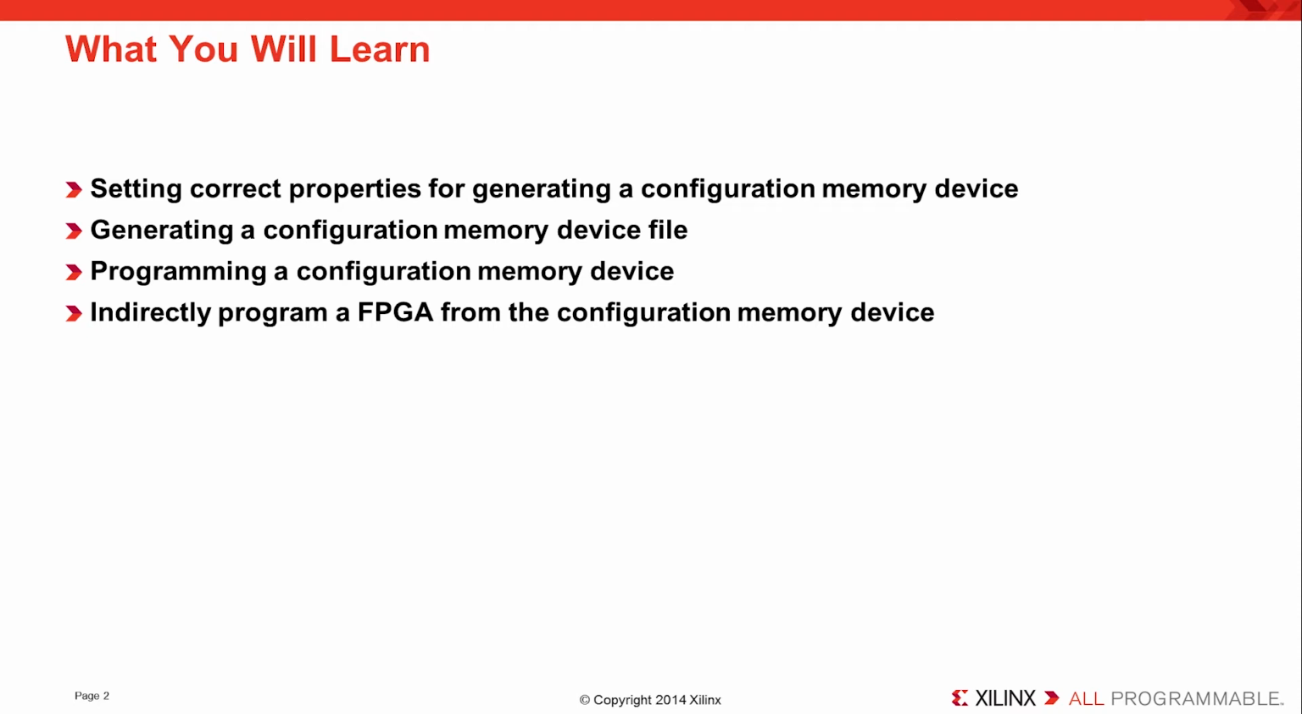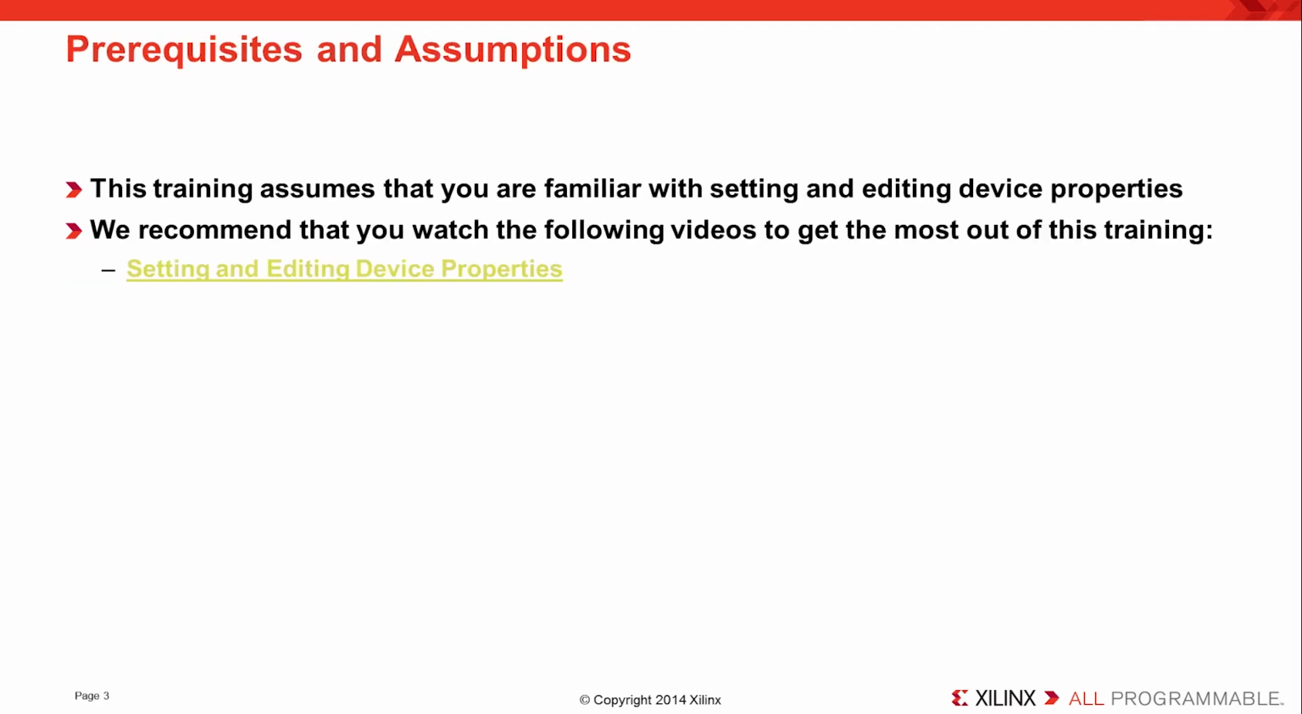Once a good bitstream is generated, we will walk through the process of generating a configuration memory device file. We will then use this file to program the configuration memory device on your board. For today's demonstration, we will be using the KC705 board. After we have programmed the configuration memory, the final step is to boot the FPGA from the configuration memory. Once we've gone through these steps, we will have successfully managed to indirectly program an FPGA.